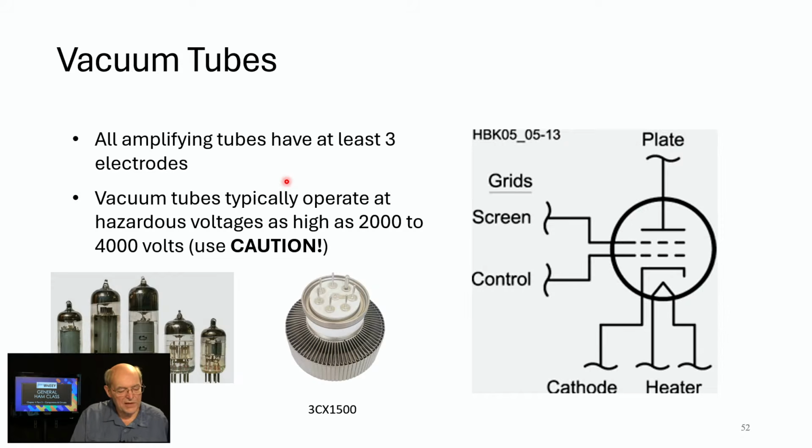So all amplifying tubes have at least 3 electrodes. Those electrodes include a cathode, and the way this works is there's a heater inside. Somebody said once that real ham radio glows in the dark. What they were talking about is you can actually see the filaments in these glass tubes glowing kind of an orange color. In this case, we're inside a ceramic material, so you can't see anything. Vacuum tubes typically operate at hazardous voltages. For these receiving tubes, it might be 150 volts or so. A high-powered transmit tube could be up to 4,000 volts DC.